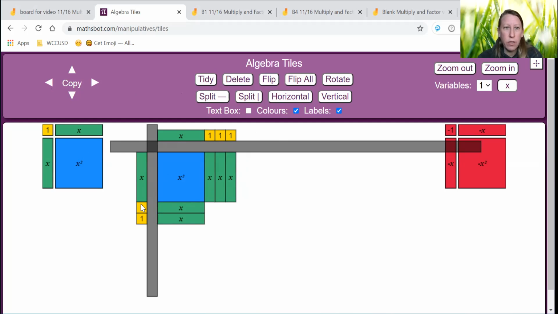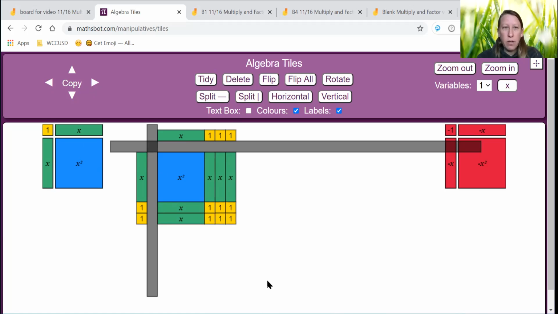How about this corner? Can I fit an x over there? No, it goes outside of the rectangle. That doesn't work. So I'm going to delete that one. So what does fit down here? Well, exactly these 6 constants fit down here.